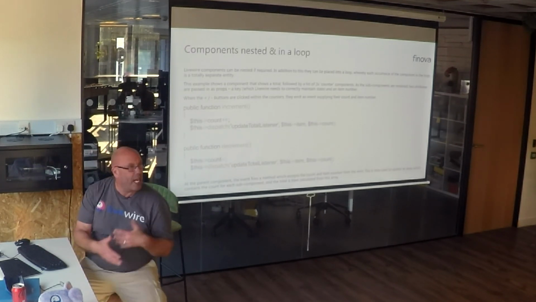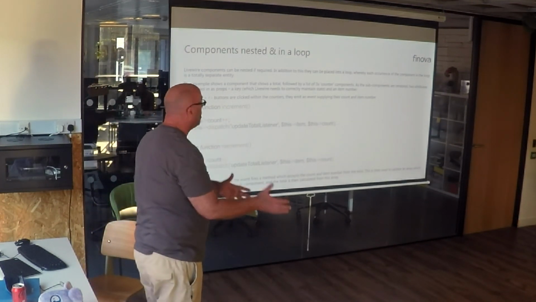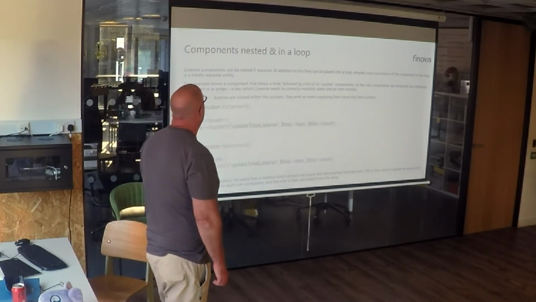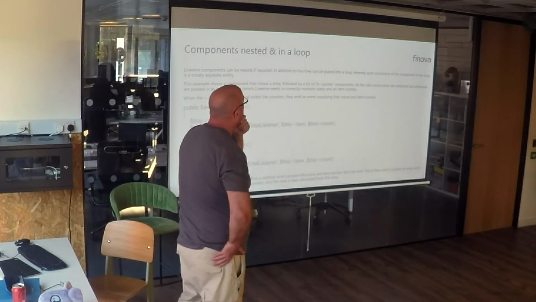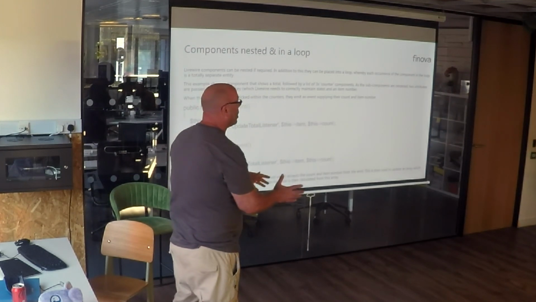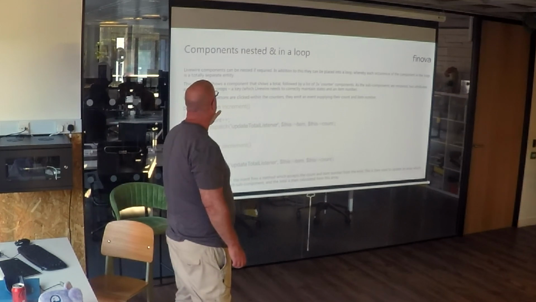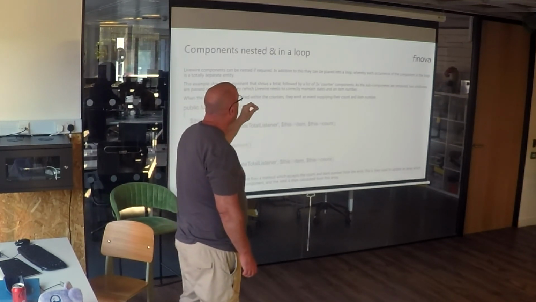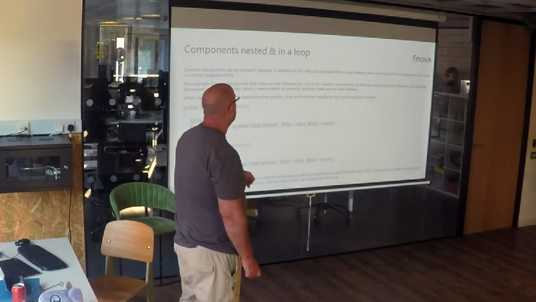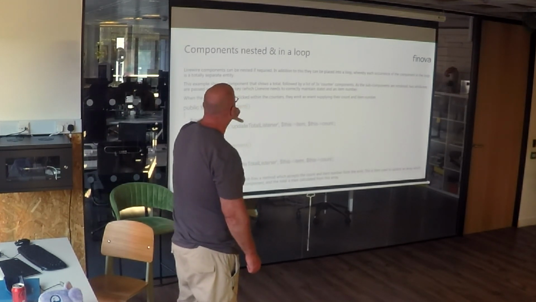Okay, components nested and in a loop. So you can nest components inside each other if you wanted to. And in addition to this, they can be placed into a loop, whereby each occurrence of the component in the loop is a totally separate entity. So it's its own thing. So I've got an example that will come up, which shows a component with a total, followed by a list of 3 counters. Okay, so as the subcomponents are rendered, 2 attributes are passed in as props.